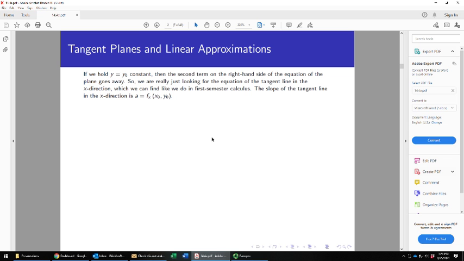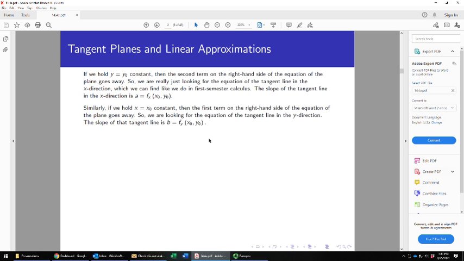Remember, for our equation of the tangent line in Calc 1, we had to take the derivative and plug in the point. Well, in this case, we want the partial derivative of f with respect to x, and then we'll plug in the point. That'll give us the slope of the tangent line in the x direction. Do the exact same thing for the y direction. Hold x equal to x naught constant, and then take the derivative in the y direction to find that tangent line.